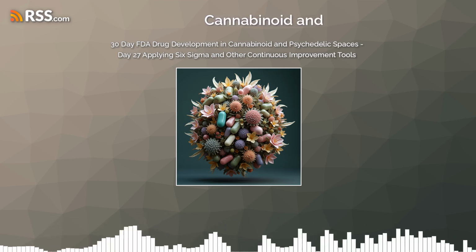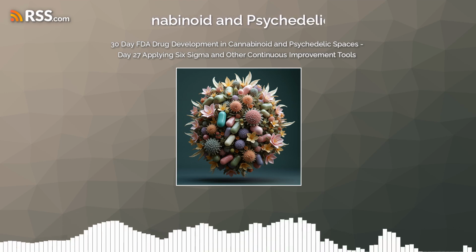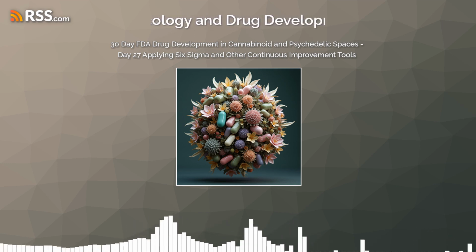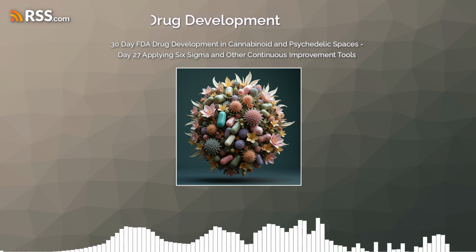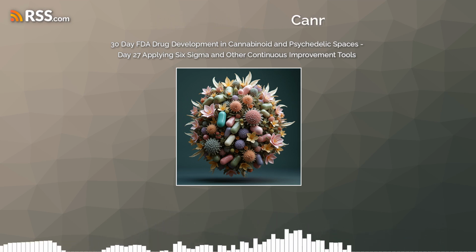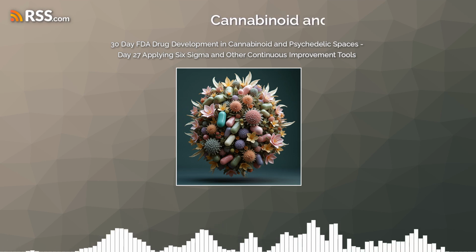We're going to be exploring how we can apply Six Sigma and other continuous improvement tools to natural product manufacturing. It's a really interesting area. You think about Six Sigma and you think about data and precision, and then you've got natural products, which are inherently variable. So how do those two worlds come together? That's what we're going to be looking at.